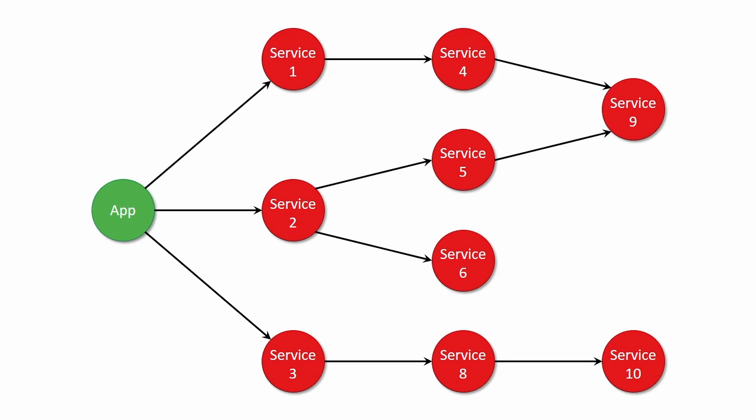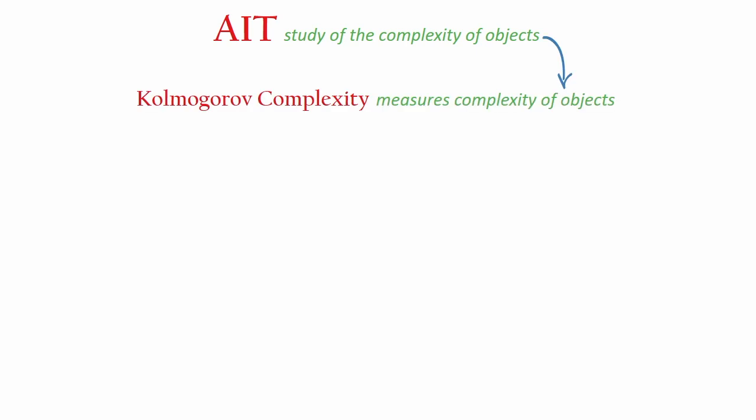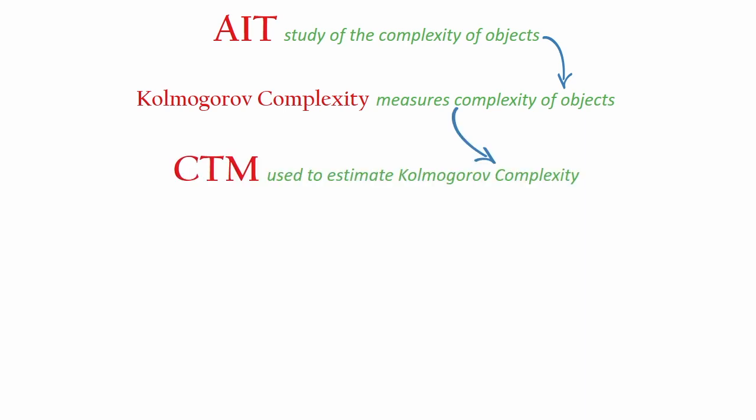The easiest way to visualize an app and its services is via a network graph like this, and measuring the complexity of a graph has been a mathematical challenge for the past several decades. Algorithmic information theory principally studies complexity measures for objects. A fundamental theory of AIT is Kolmogorov complexity, which is one of those infamous theories that was a great idea, but it's not computable. So several approaches have been developed to approximate it, including the coding theorem method.